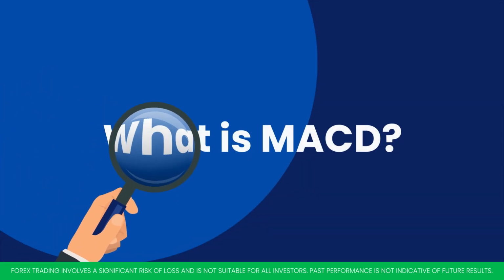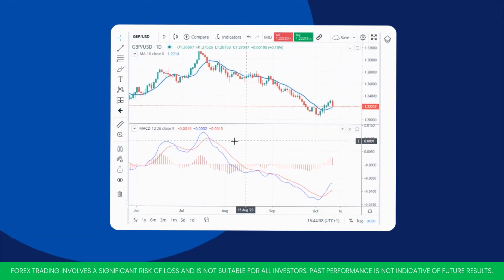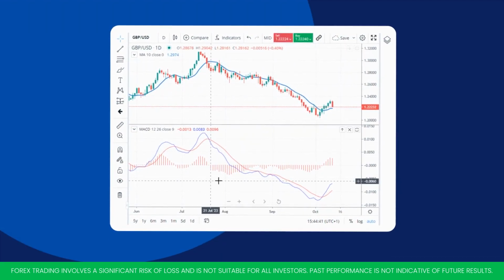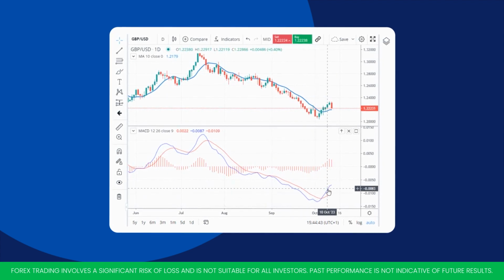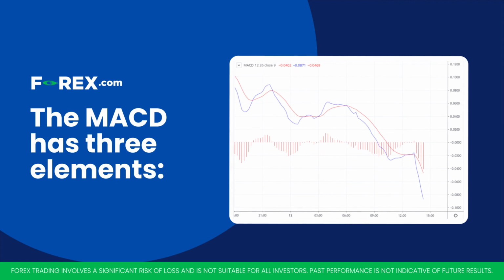The moving average convergence divergence, or MACD, is a variant of the exponential moving average, EMA, that's commonly used by traders and can help to evaluate the underlying momentum in a trend. The MACD has three elements.